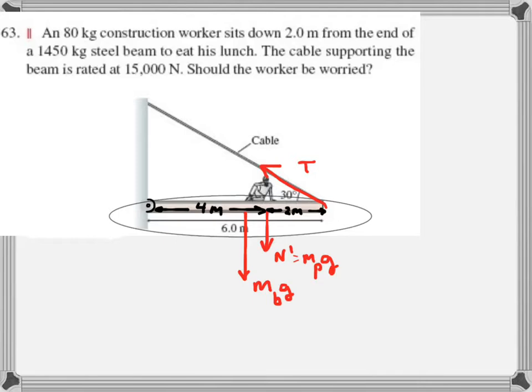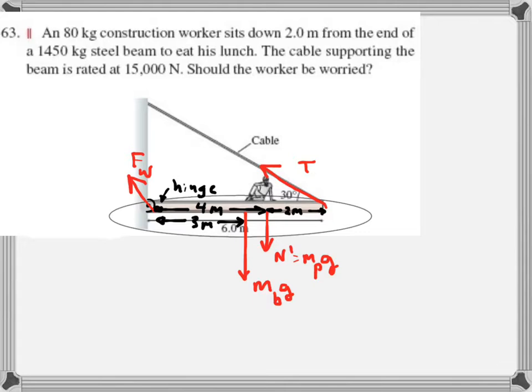So we assume all the weight of the beam is concentrated in the middle, and that force we're calling MB times G, MB for the mass of the beam, 3 meters away from the axis of rotation. Now another force that is acting on the beam is the force of the hinge, right? The hinge is applying a force to the beam, it's touching the beam, so therefore you can assume that there is a force there.